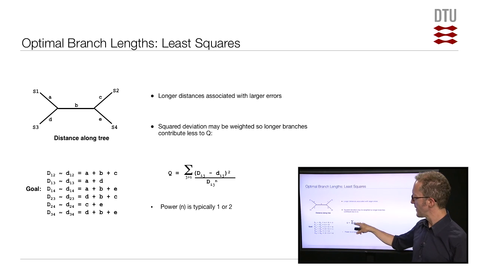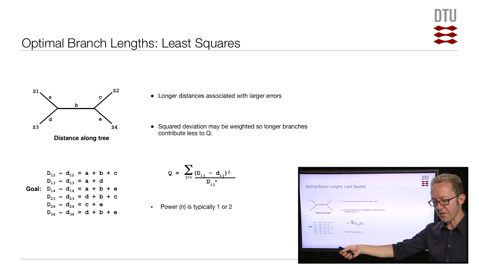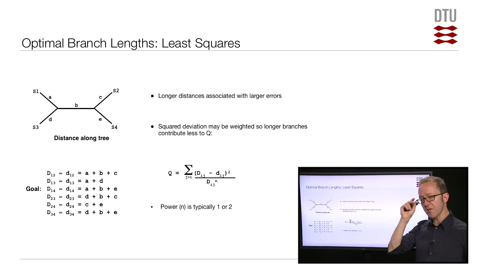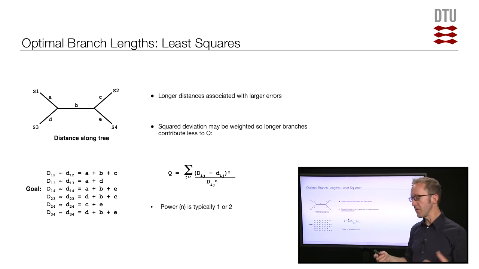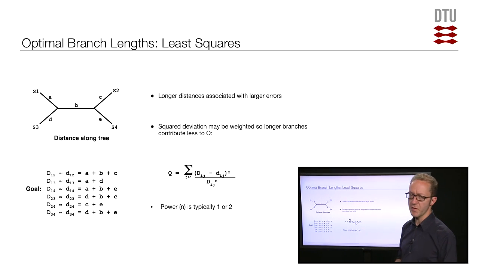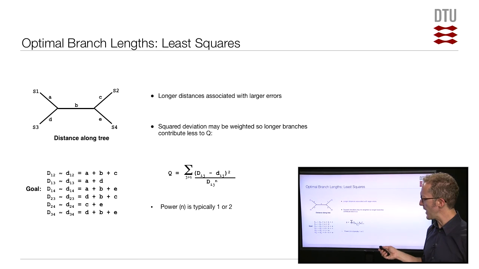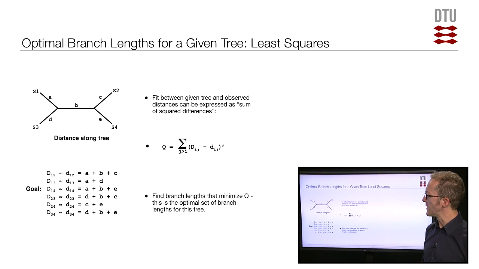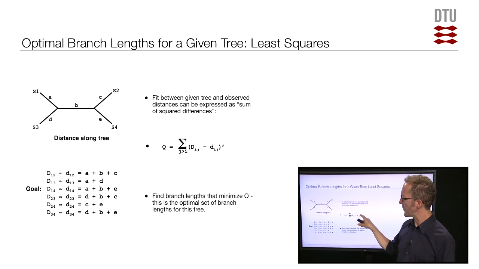If you have two sequences that have a very large genetic distance, then we should downweight the error term from that pair, and we do that by dividing by the distance between those. We can divide either by the distance itself or maybe by the distance squared. Both methods are in use, and you may run into them in some software. But for now, let's just focus on the original formula that I gave you here.